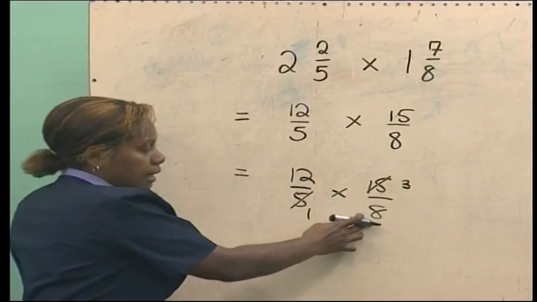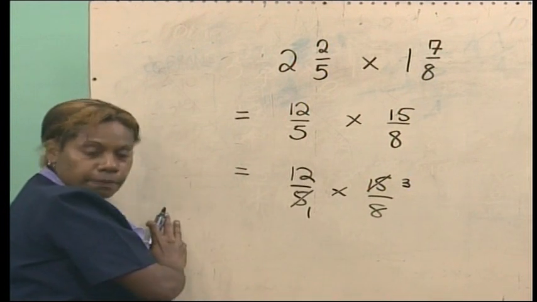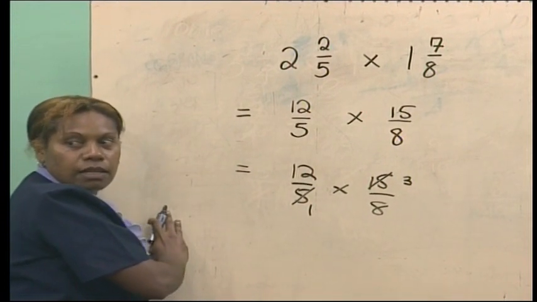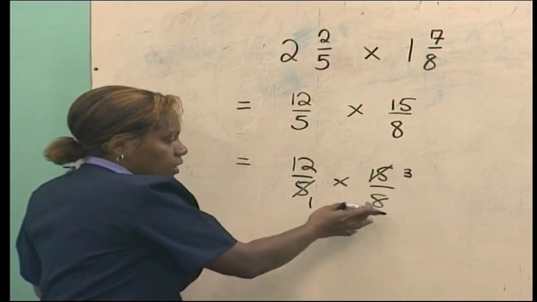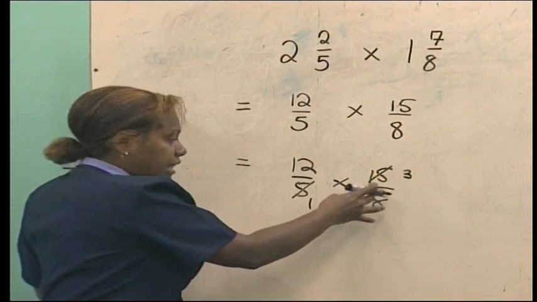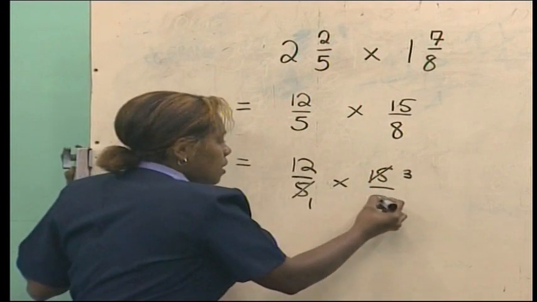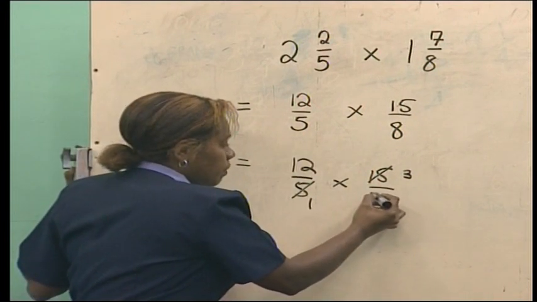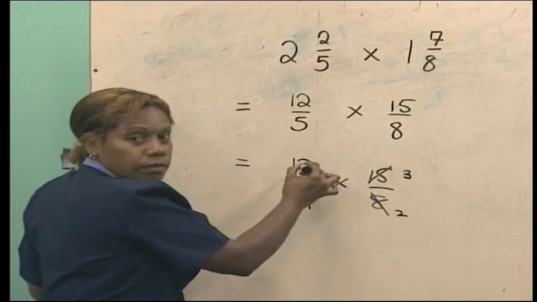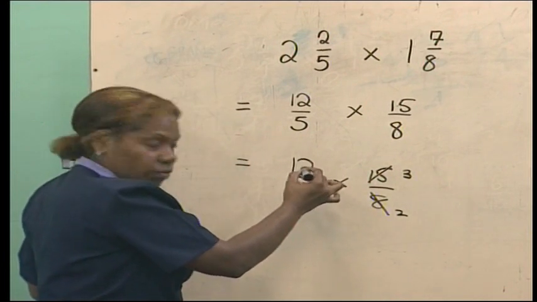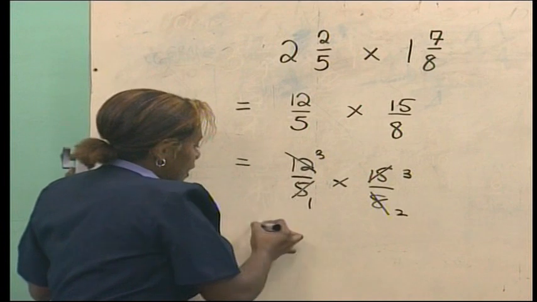Good. Can I simplify here? Yes. By what number? 4. Okay, so 4 can divide evenly into 8, and 4 can divide evenly into 12. So 4 into 8 is 2. 4 into 12 is 3. Okay, good. Okay, thank you, Ruben.